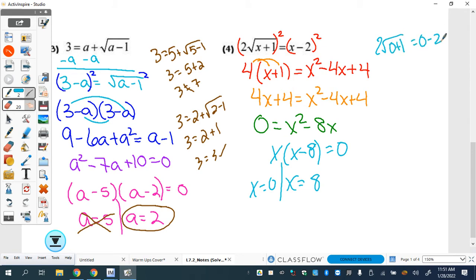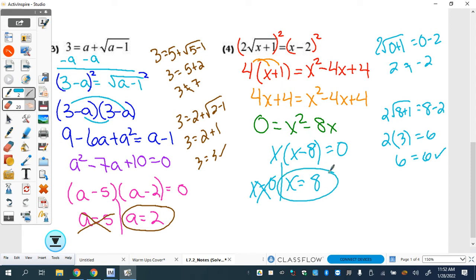So if I plug in my 0, I end up with the square root of 1, which is 1. 0 minus 2 gives me a negative 2, so no, that's not the same. Plug in my 8. We would get radical 9, which gives us a 3. So we end up with 6 equals 6. So that one does, in fact, work. Questions on that so far?